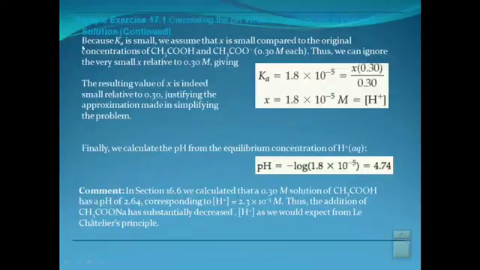So here's the hard part. Your Ka is really small, right? Your Ka value again is 1.8 times 10 to the negative 5. How does that compare to your 0.30 molar? It says because Ka is small, we assume that x is small compared to the original concentrations of acetic acid and acetate. Thus, we can ignore the very small x relative to the 0.3 M.